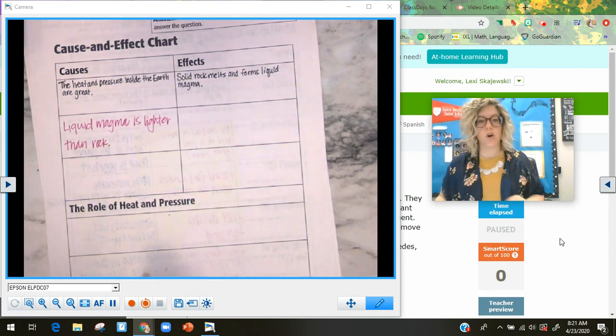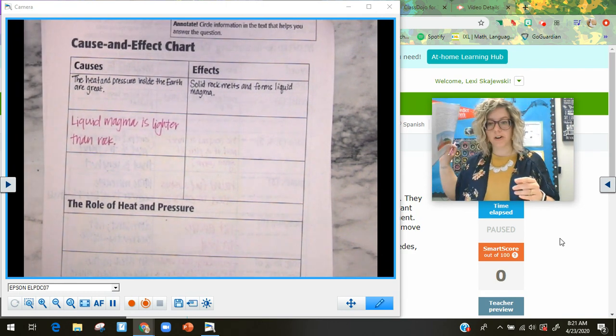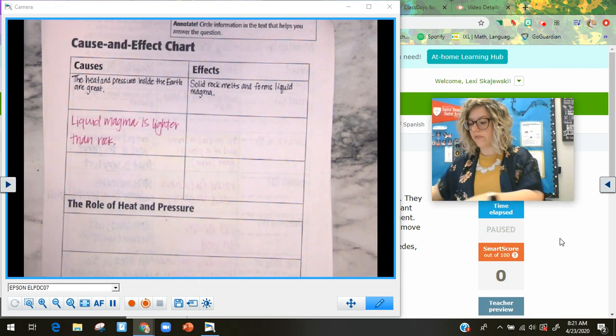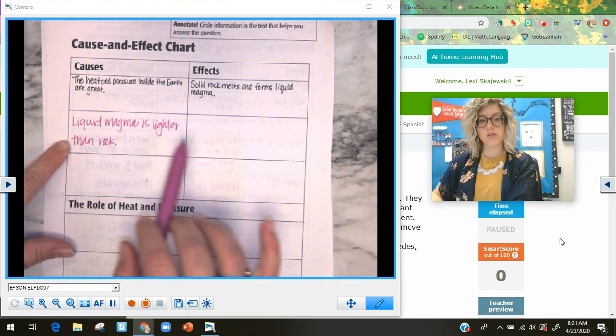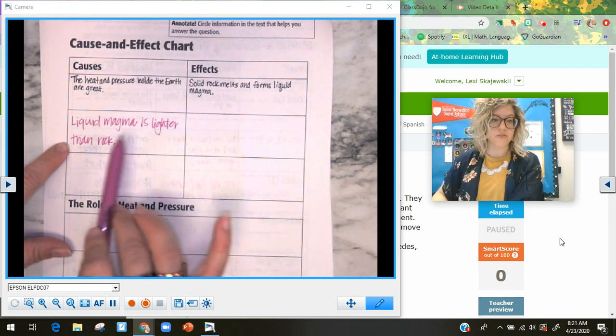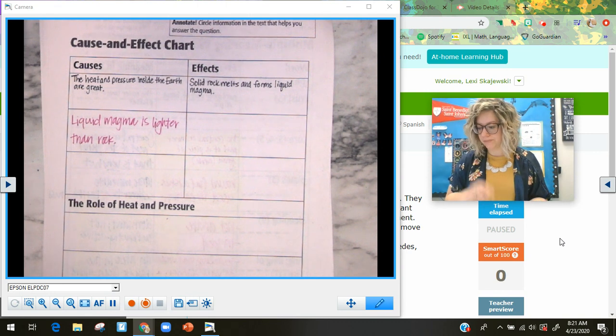So now you're going to go back, when I set you loose, into paragraph 6. You're going to go find this cause and read close to it, almost like context clues, and find what is the effect of liquid magma being lighter than rock. What's happening now because of this, okay?